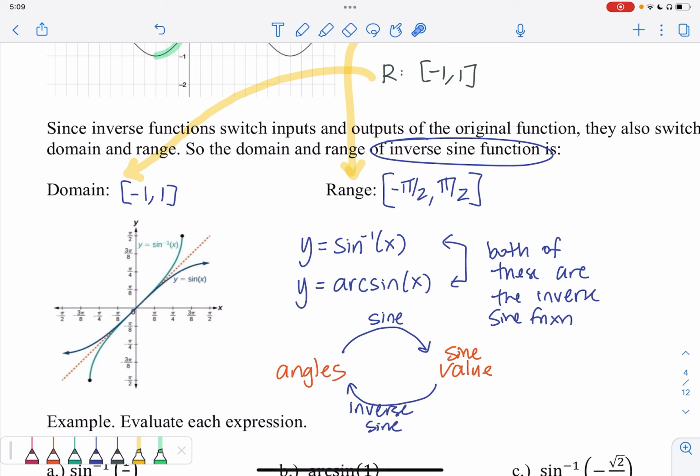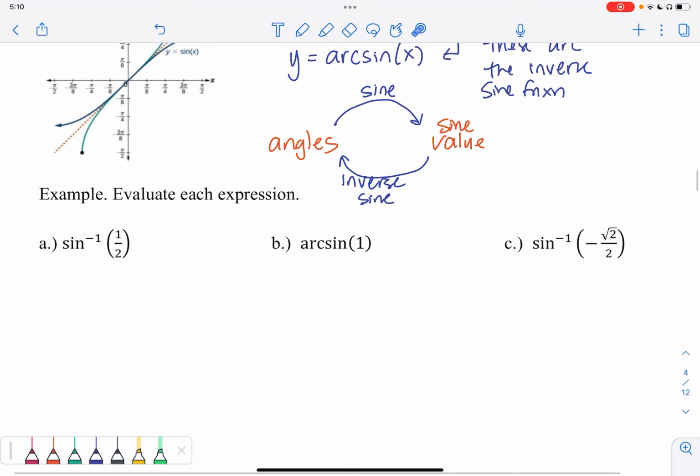It kind of goes backwards. So if I get a sine value, it says, here's the angle where it's from. But we say, wait a minute, that could have been from a bunch of different angles. And it says, sorry, I have to restrict to between negative pi over 2 and pi over 2.